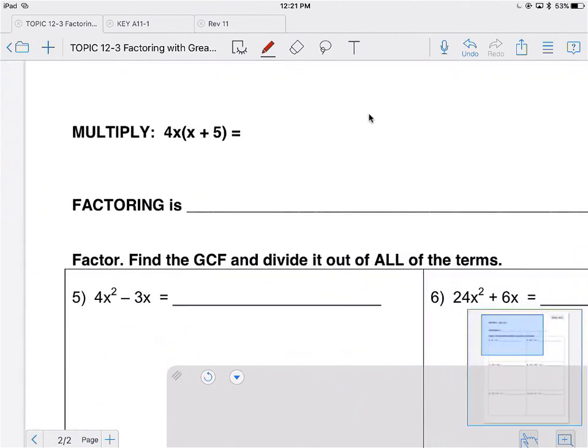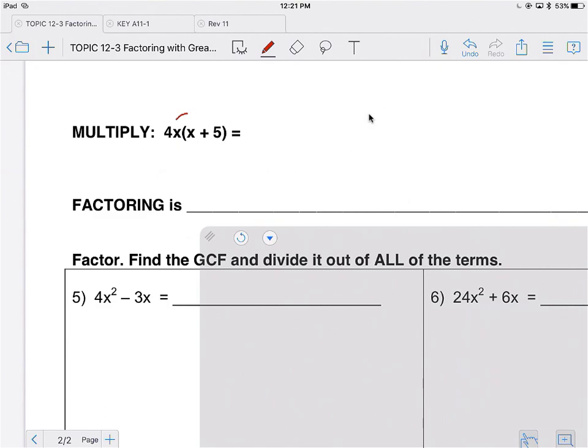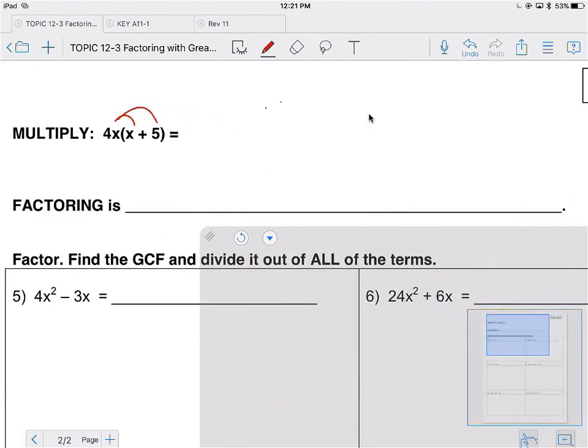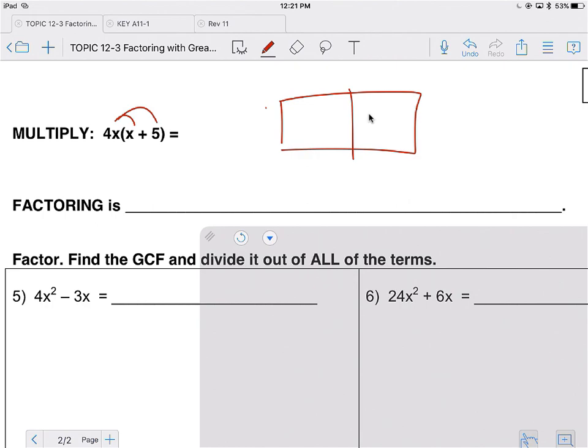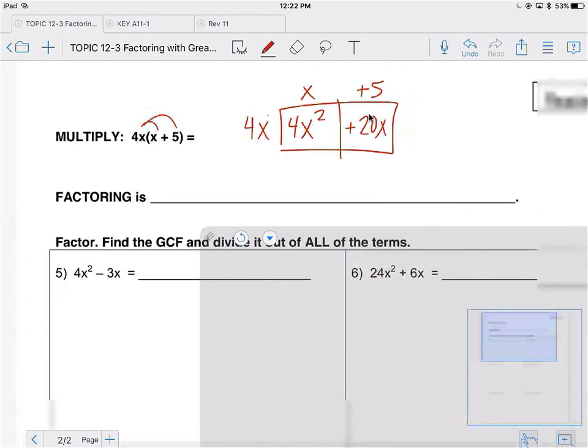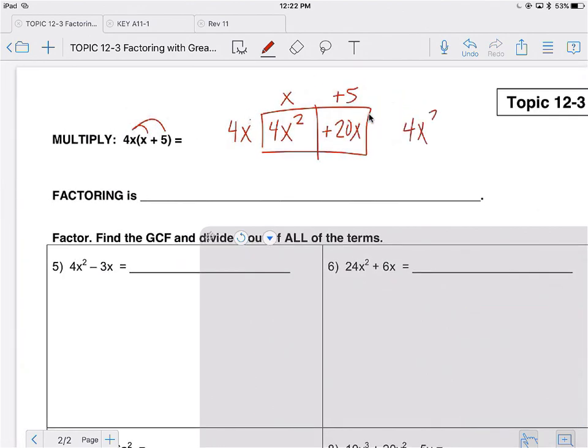On the back, we're asked to multiply. So when we multiply, you can distribute or you can set up your box. 4x, x plus 5. No matter which way you do it, you'll get the same thing. 4x times x is 4x squared. 4x times 5 is 20x. So 4x squared plus 20x. That's from notes 12.3.2.